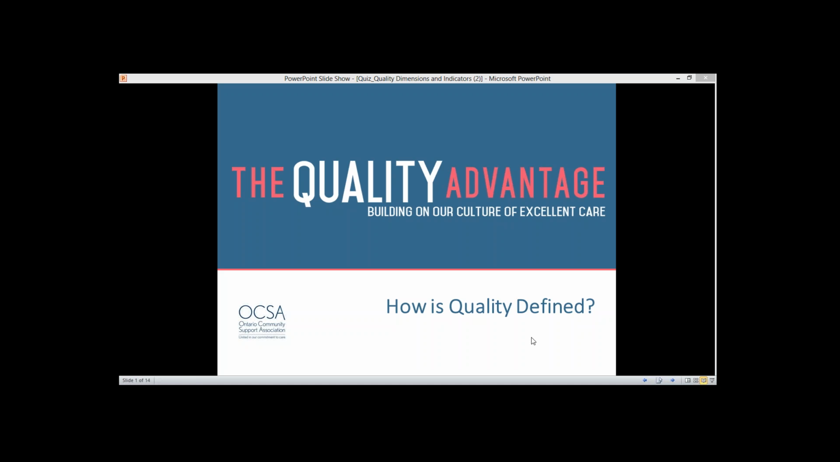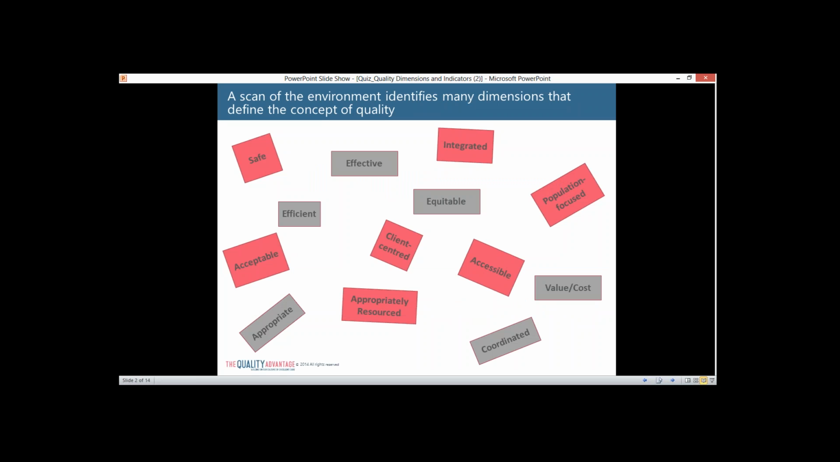For many boards, one of the first topics of conversation regarding the quality agenda is, how is quality defined? Some organizations, in fact, can spend months debating this definition and never actually getting to doing anything. This slide includes a number of possible dimensions for defining the concept of quality. These come from a variety of sources, including the Institute of Medicine in the United States, Health Quality Ontario, the Excellent Care for All Act, and a number of quality councils across the country.